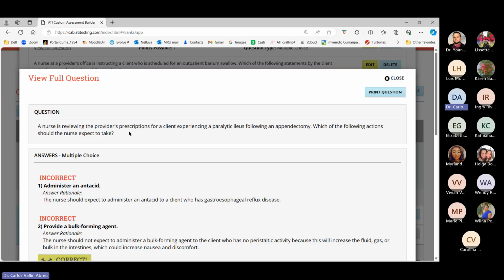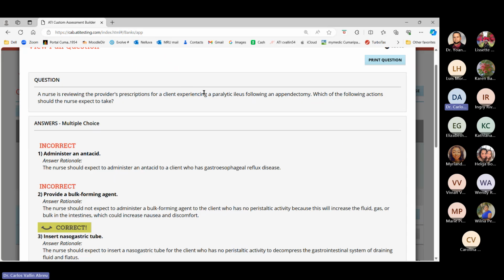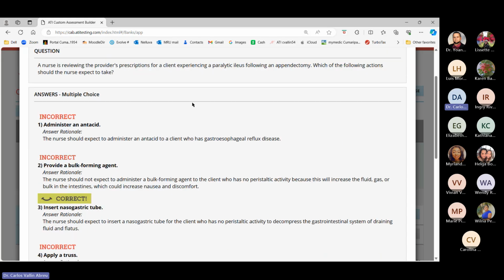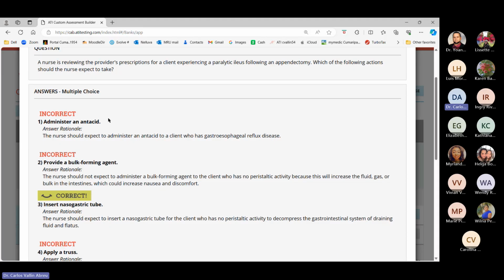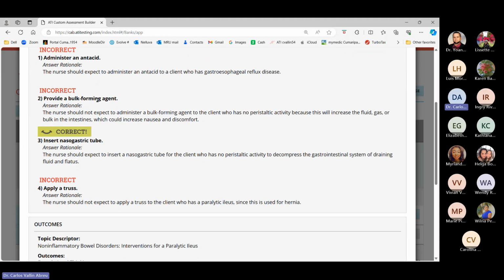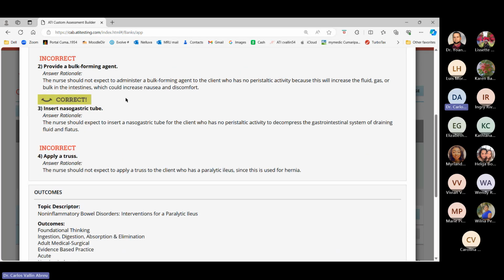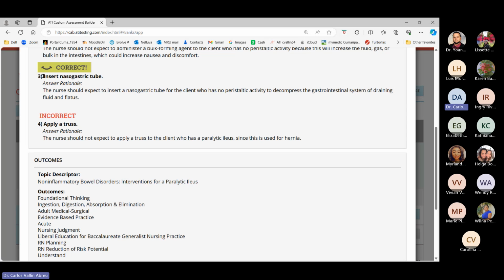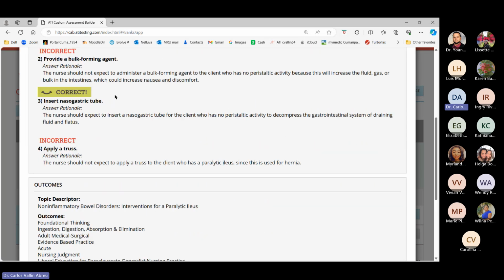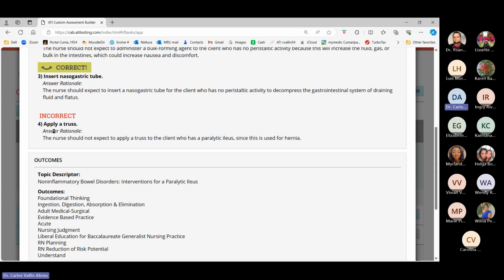A nurse is reviewing the provided prescription for a client experiencing a paralytic ileus following an appendectomy. Which of the following actions should the nurse expect to take? So, ileus paralyticus, okay, what to do? Administer antacid? No. NPO, nasogastric suction. Provide bulk forming agent? No. NPO, and a bulk forming agent is a laxative. Celiac, and it's not NPO. Insert nasogastric tube. If there is ileus paralyticus, a nasogastric tube usually is inserted.